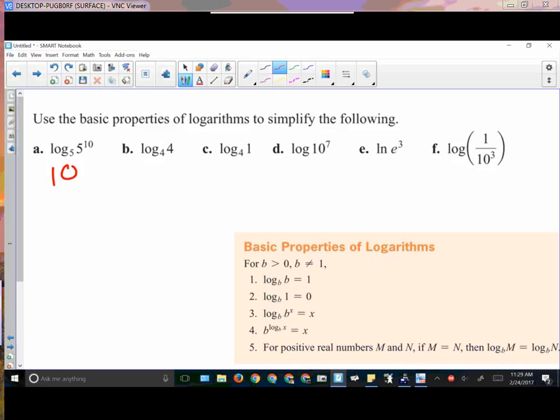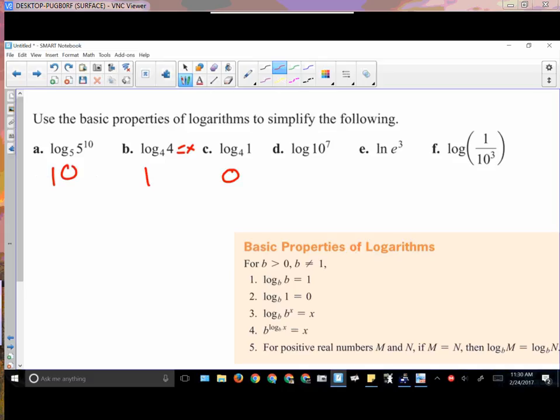What's B going to be? That's 1. Why? Because it fits this pattern. Log base b of b is equal to 1. Why is it equal to 1? Well, if I had log base 4 of 4 equal to x, that means 4 to the x is equal to 4. What does x have to be in order for it to work? 1. So now, log base 4 of 1, what is that going to be? Well, I had said before, whenever we take a log of 1, it's always going to be equal to 0.